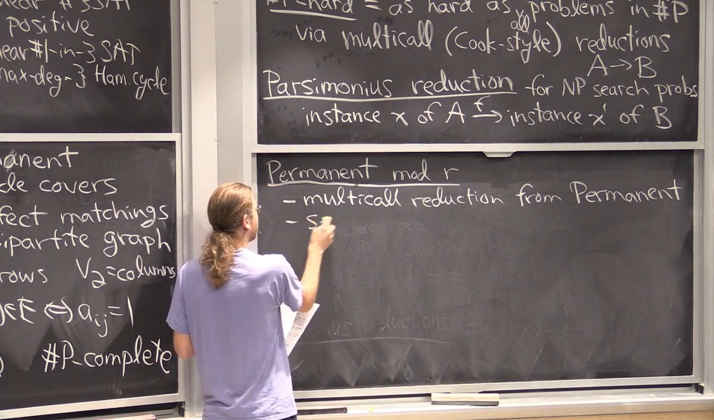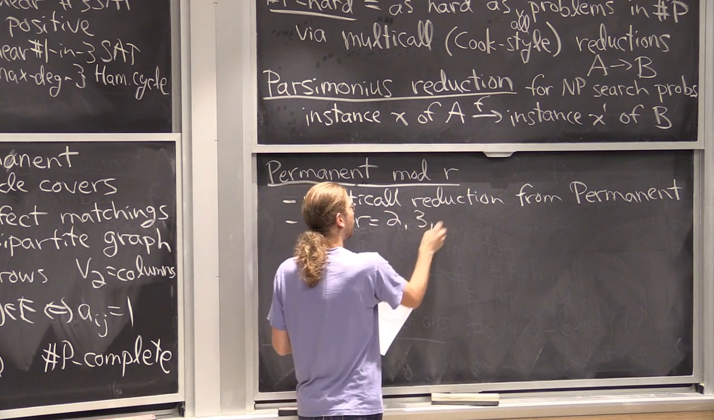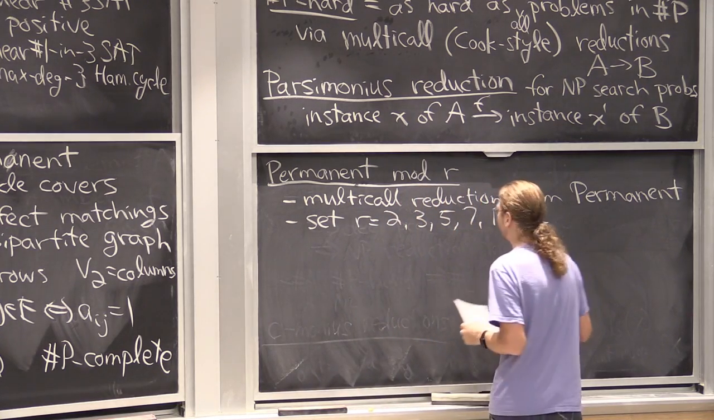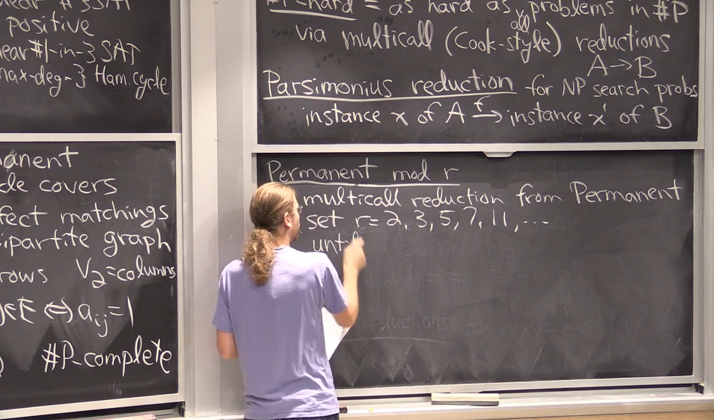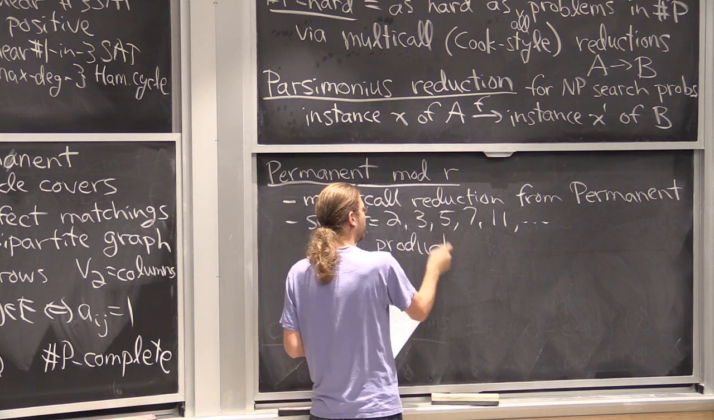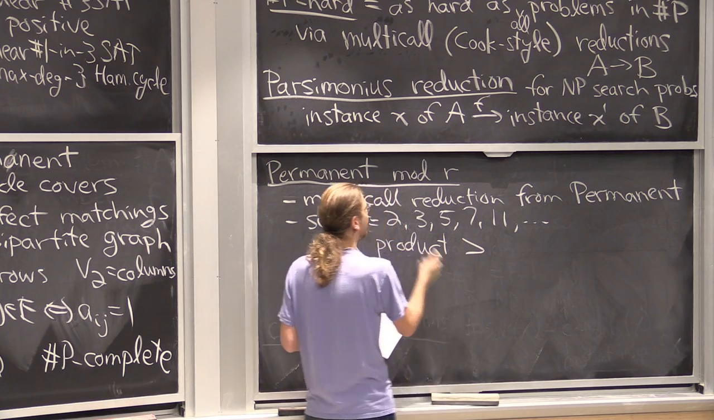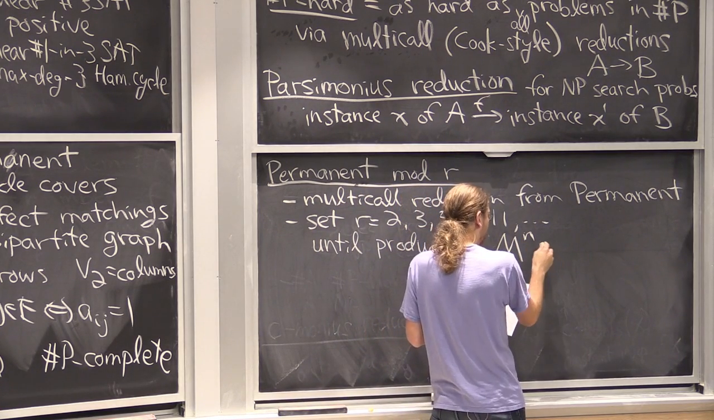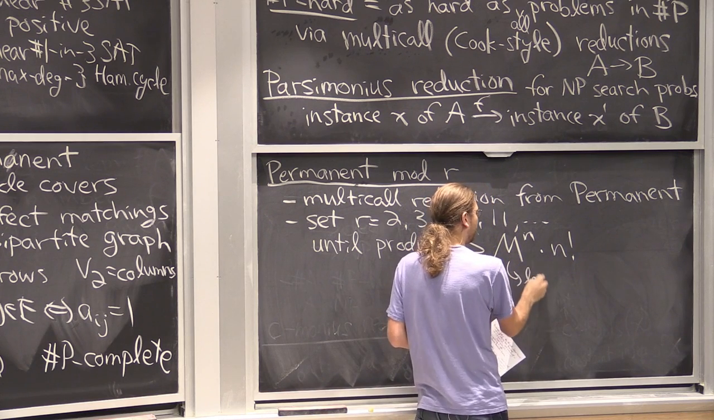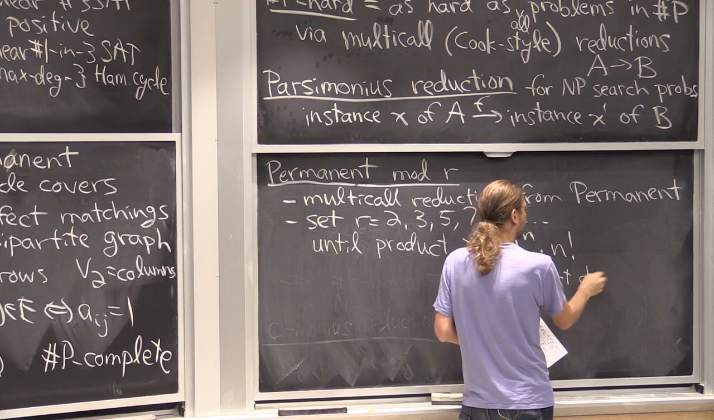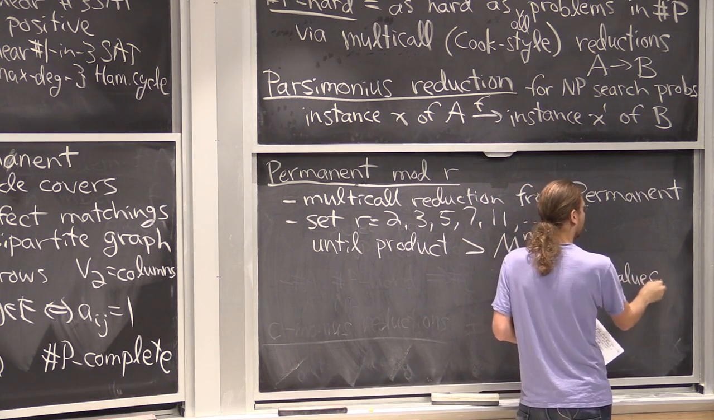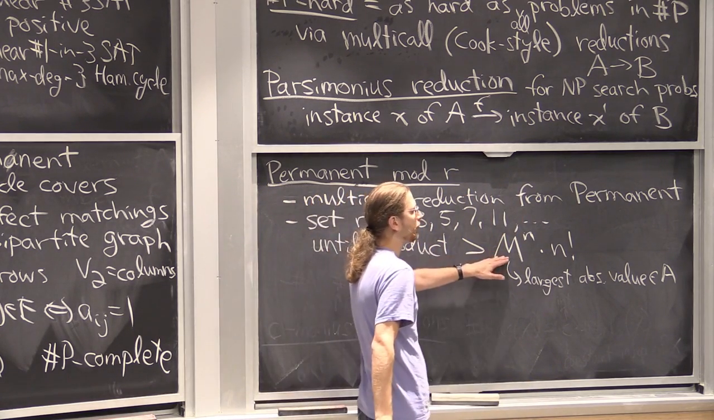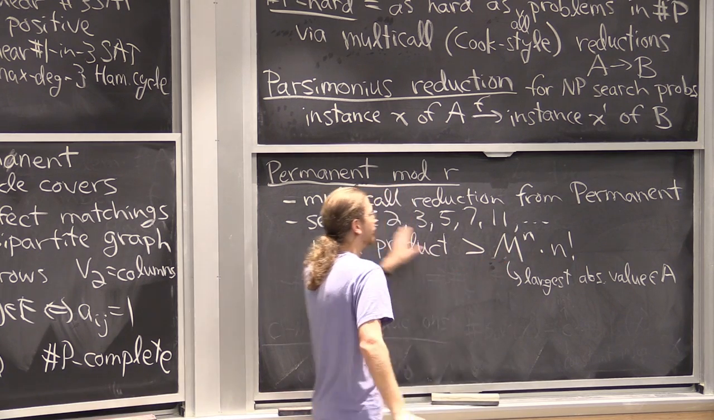So the idea is we're going to set R to be all primes up to how big? Well, we can stop when the product of all the primes that we've considered is bigger than the potential permanent. And the permanent is at most m to the n times n factorial, where m is the largest absolute value in the matrix. That's one upper bound. Doesn't really matter, but the point is that it's computable, and if you take the logarithm, it's not so big. All these numbers are at least 2.